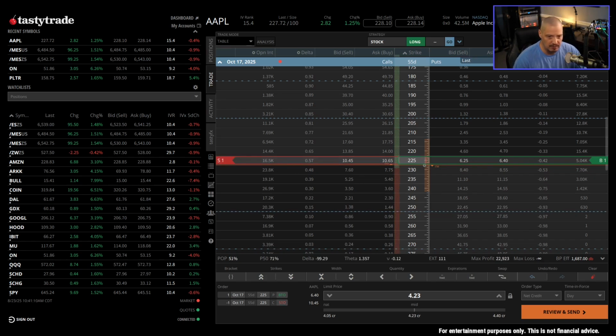Now, if you're short the option, if you're short that call or short that put, a volatility increase hurts you. What you want is a volatility decrease. You want the implied volatility of this stock to go down. That will actually cause the option to lose value, which is what you want when you're short the option.